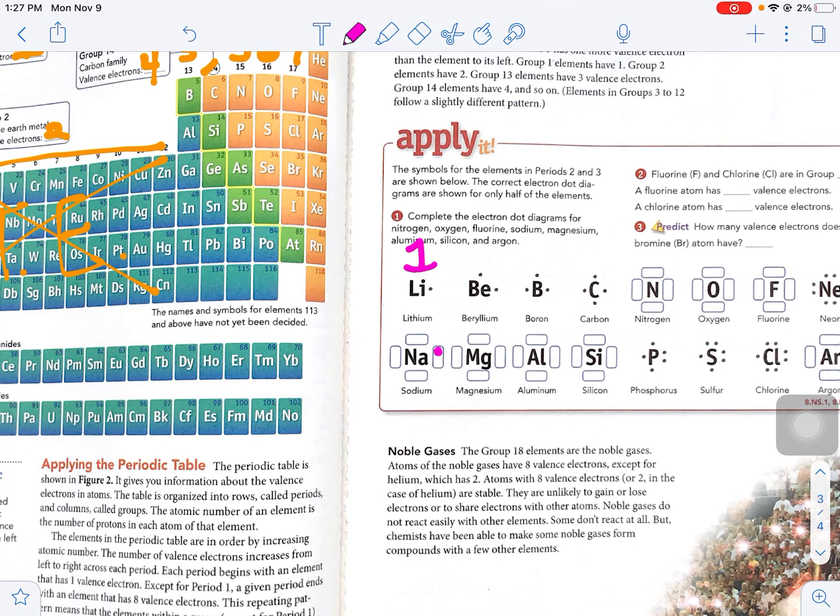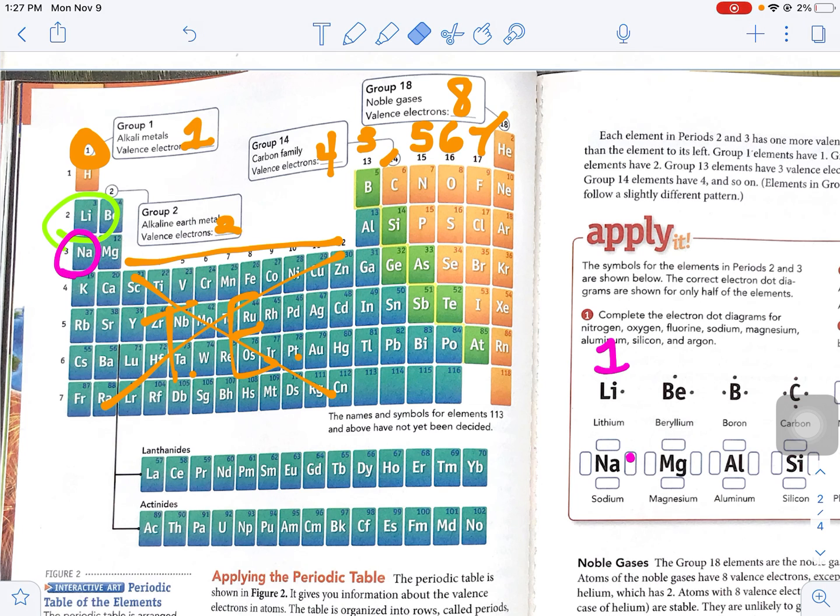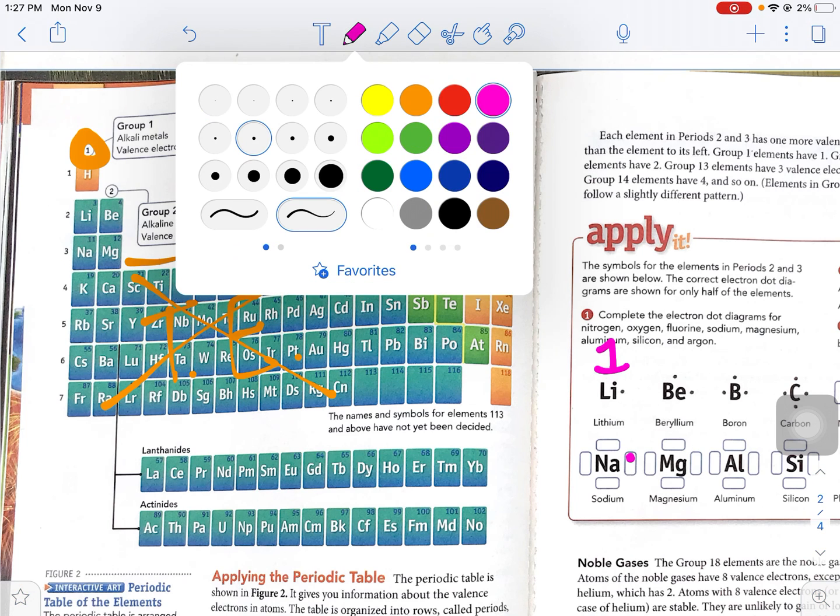Okay, we have beryllium there. It's already done for you. Beryllium is located over here in group 2. You can't see it because I wrote through it. There we go. Get rid of those. Beryllium is sitting over there in group 2.